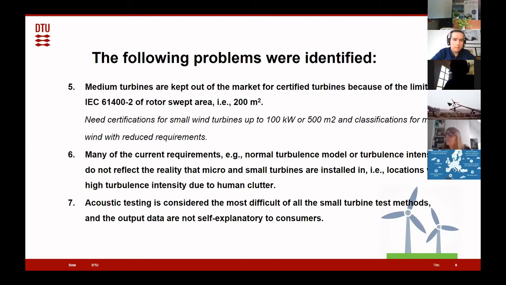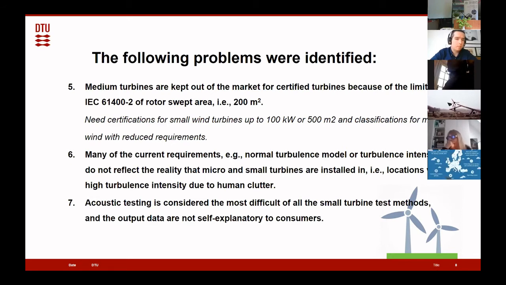Another is that many of the current requirements, like the normal turbulence model or turbulence intensity, do not reflect the reality that micro and small turbines are installed in, because the locations they are installed in are associated with high turbulence intensity due to human clutter. So those might be urban areas, for example, cities.